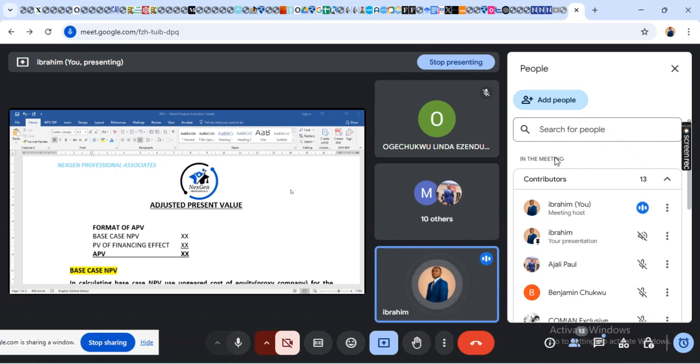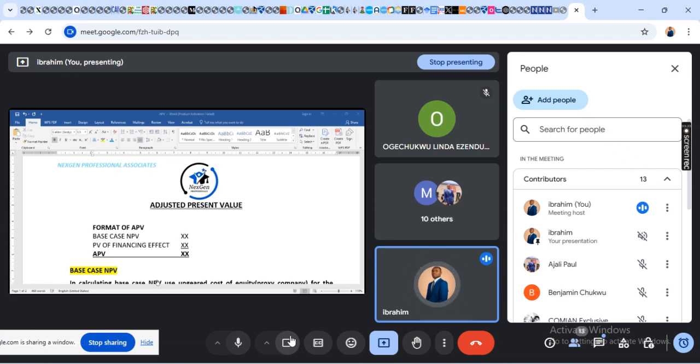Now, if that is established, how do we determine the adjusted present value, which is APV? Just two items. Class, adjusted present value is just two items. And these items are the base case NPV and the PV of financing effects.